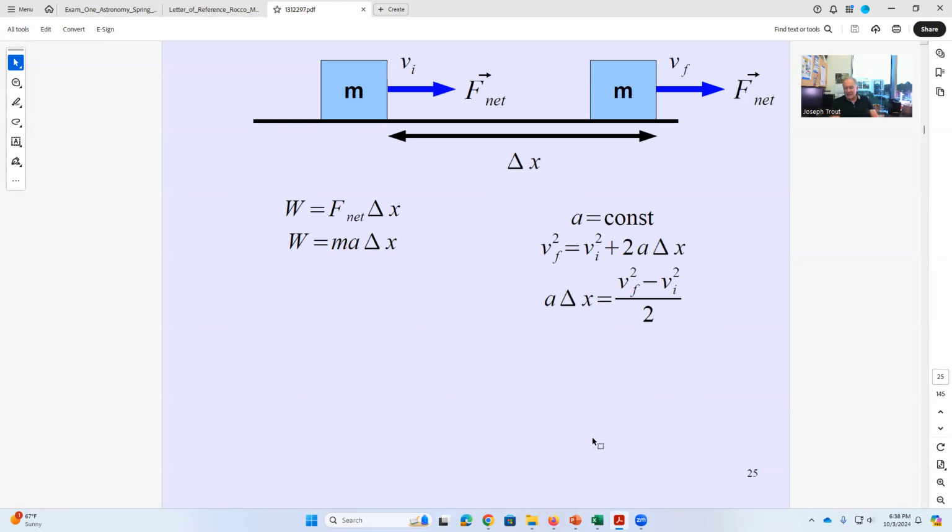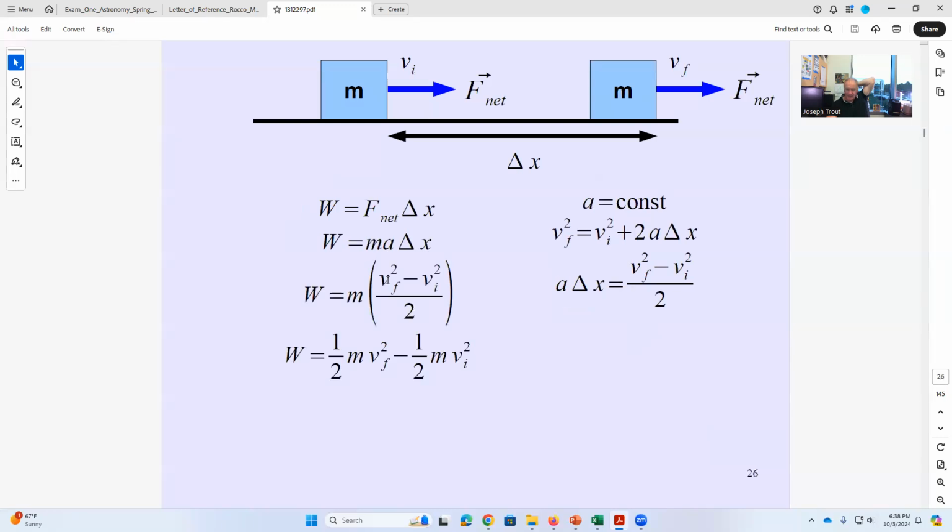From there, we can solve for our acceleration. And in fact, let's solve for acceleration times delta x, because we're going to plug into this equation. We get v final squared minus v initial squared over 2, and I'm going to plug that in for a delta x. When I do that, I end up with the mass times the velocity final squared minus the velocity initial squared, over 2.